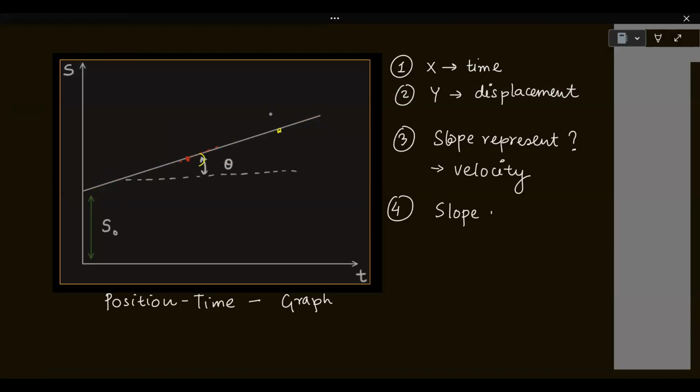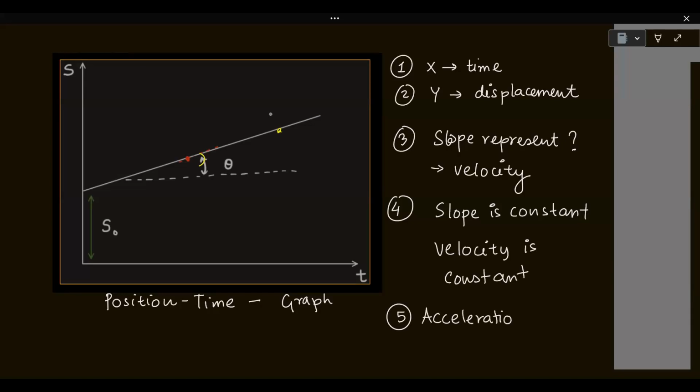Slope is constant. And we just did the slope represents velocity, so I can say velocity is constant. Now, can we comment on acceleration? So acceleration would be 0. Awesome. This would be 0.